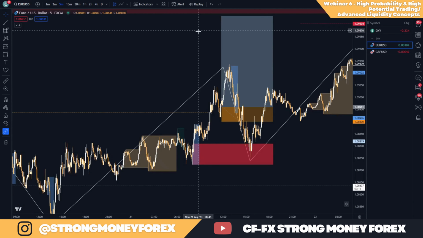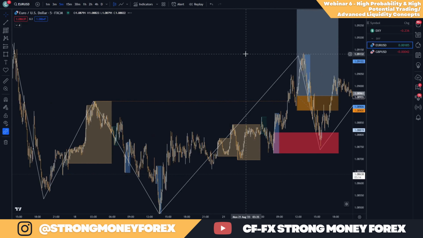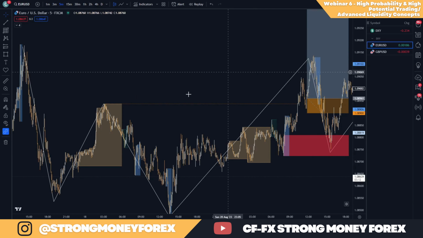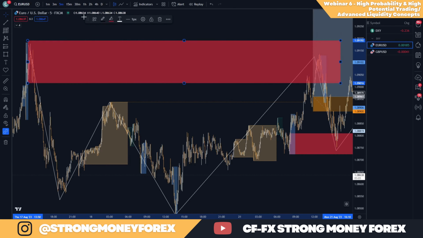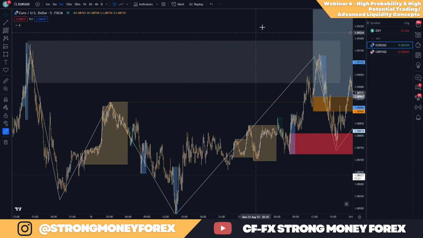Ultimately, what is more likely to happen in those situations, because we are overall bearish, is that price has taken out liquidity here. It's then tagged into this supply area, tagged into that supply area there, and ultimately reversed.